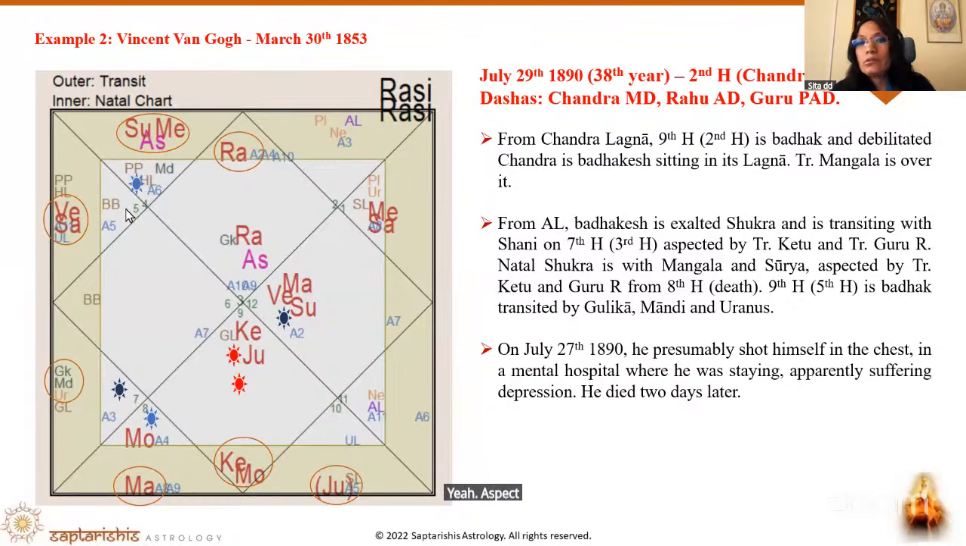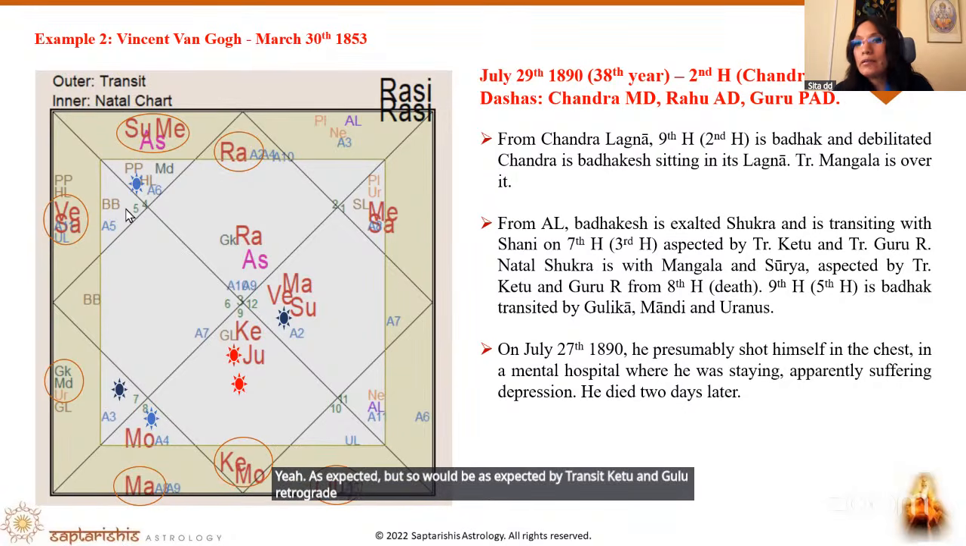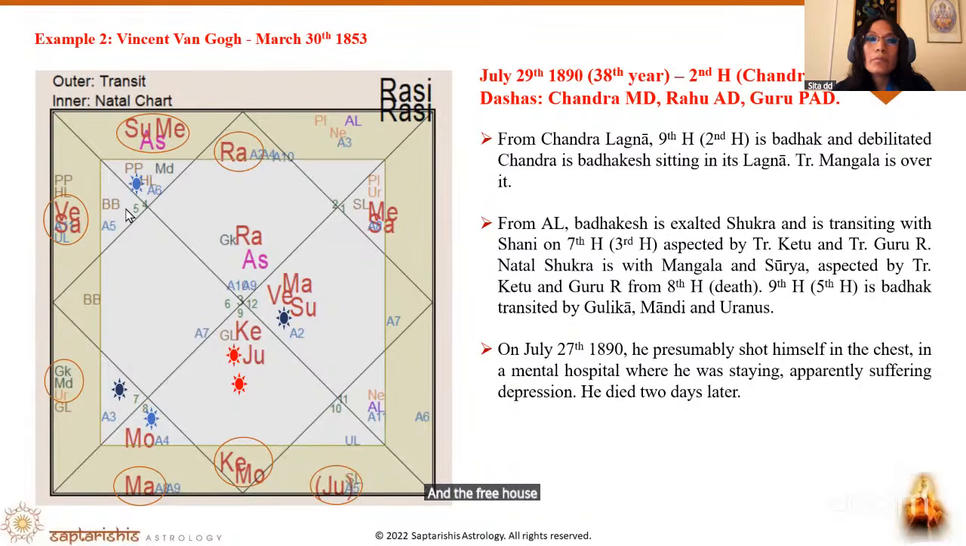Aspected by, so it would be Vadaka, and aspected by transit Ketu and Guru retrograde again from the 8th house of death. And the 5th house is Vadak, transited by Gulika, Mandi, and Uranus. So it's very heavy impact of malefics and Badakesh planets.